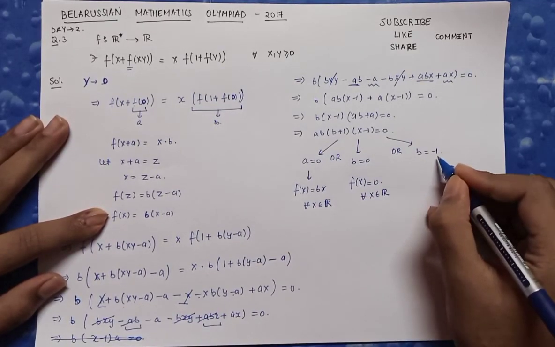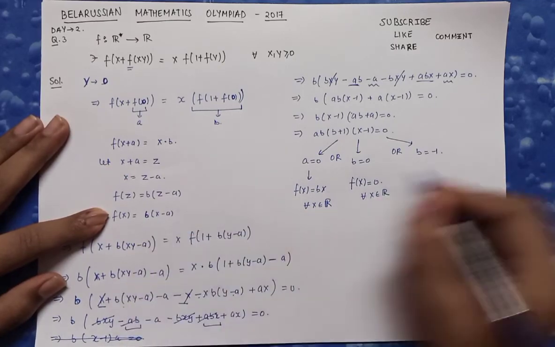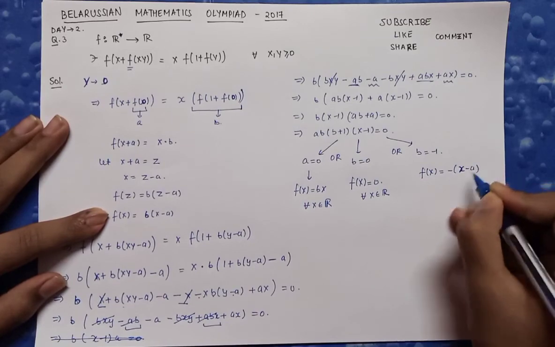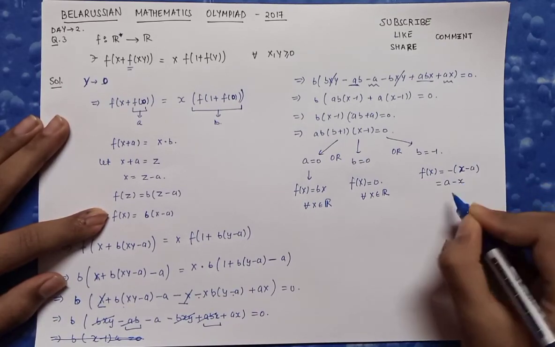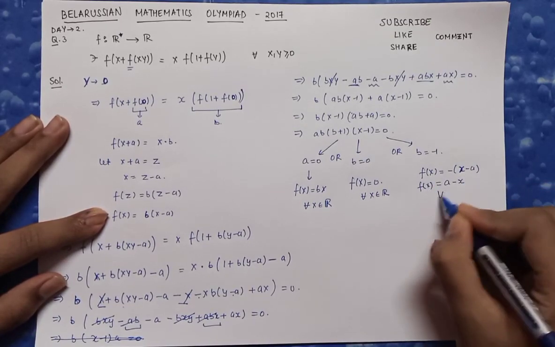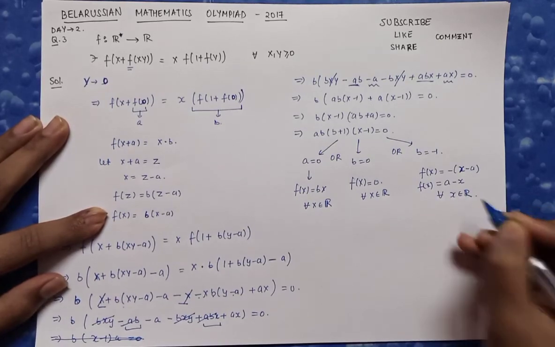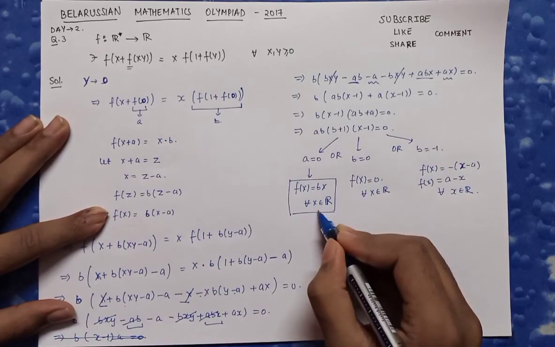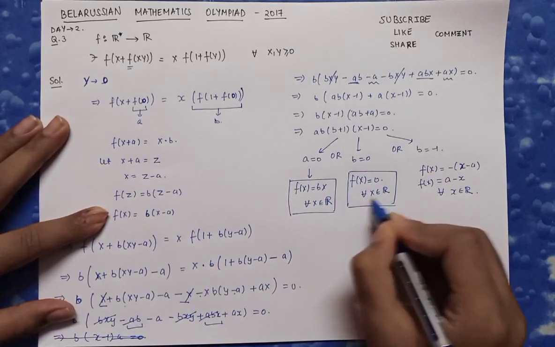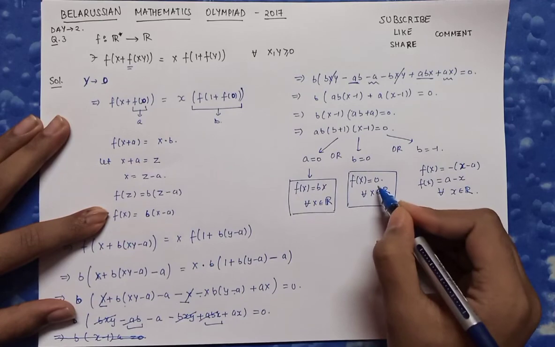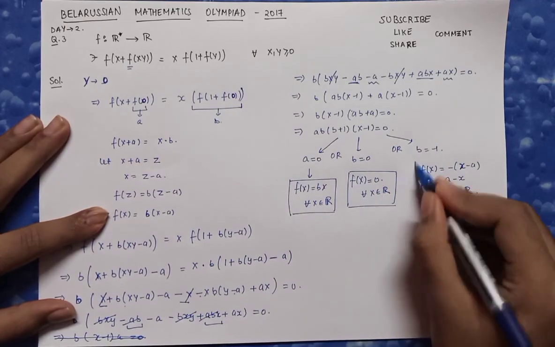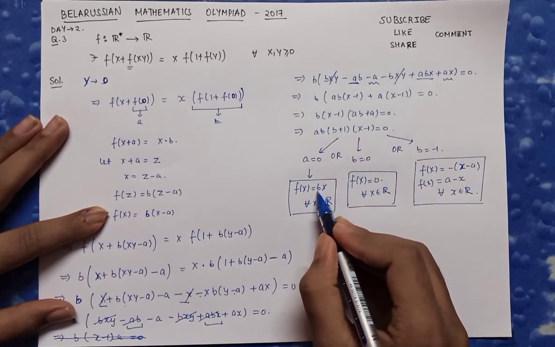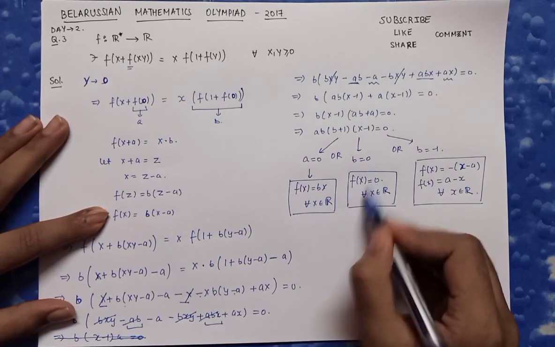In the case when b equals to minus 1, let's substitute over here. Then fx equals to minus times x minus a, or a minus x for all x belongs to R. Hence we have got three functions: fx equals to bx for all x belongs to R, fx equals to 0 for all x belongs to real, this is a constant function, and another function is fx equals to a minus x. Here one can think, what if b equals to 0, then obviously that case has been covered here.